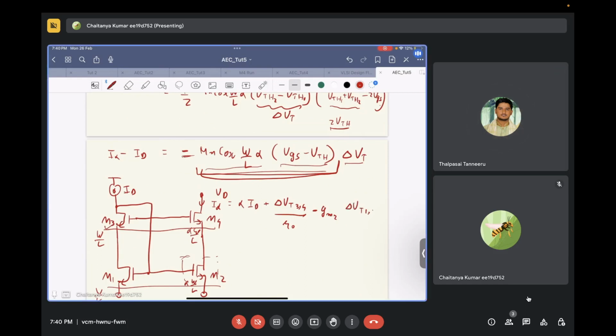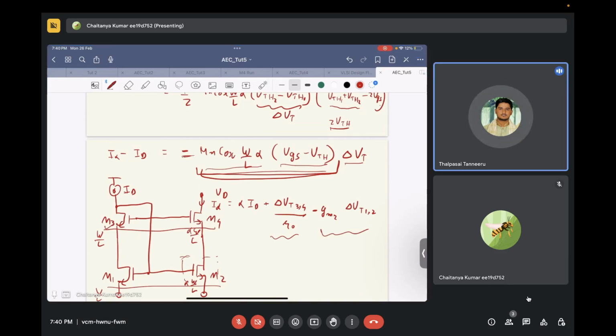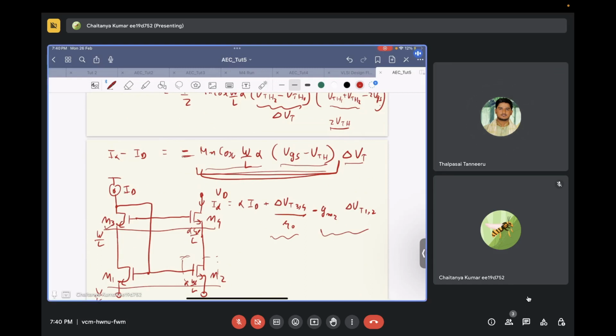So can you tell which mismatch, delta VT 3 comma 4 by R naught or GM2 times delta VT 1 comma 2, which of these two will be a higher term? Considering delta VT 3 comma 4 and delta VT 1 comma 2 are equal, which of these will be a more severe term? Yeah, it should be R0, sir. No, which is a larger term? Is this larger or is this larger?